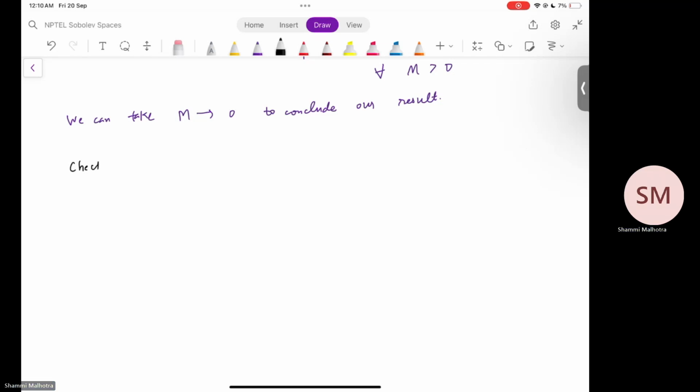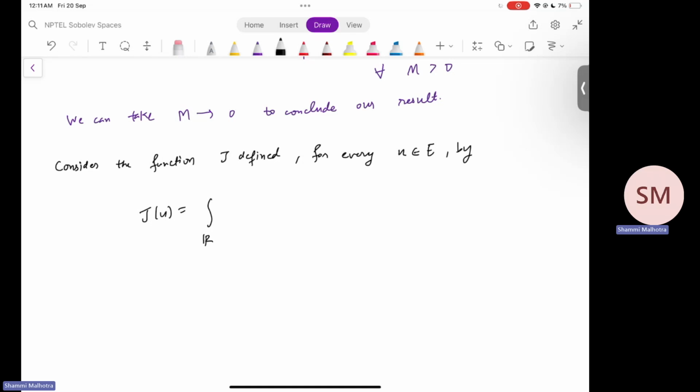Now finally, we consider the function defined for every u in E by: we define a functional J(u) equal to the integration over R of u squared dx minus the integration over R of u(x) divided by |x|^α dx.